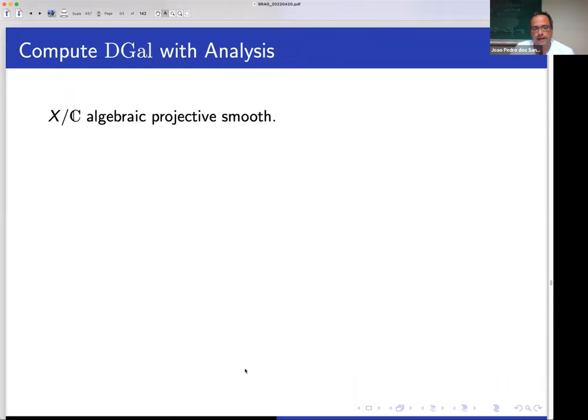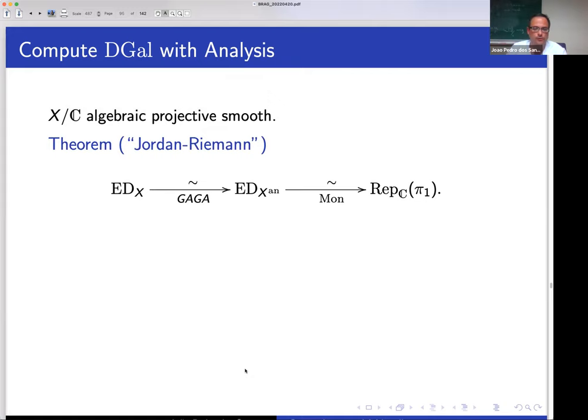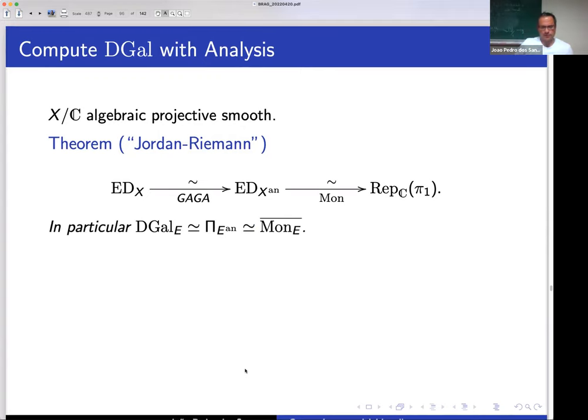And you can do it with analysis as follows. So if I give myself a smooth algebraic variety, then I have the Riemann-Hilbert version of that, which is just a combination of GAGA. So GAGA says that on the algebraic side and on the analytic side, it's the same thing because it's projective and algebraic, and you are over C. And then you come in and you use the monodromy, which is this Riemann-Hilbert theorem, and you say that it is an equivalence. Okay. So in particular, as soon as I have a connection on a smooth projective variety over C, I can compute the DGal if I know the monodromy. Okay.